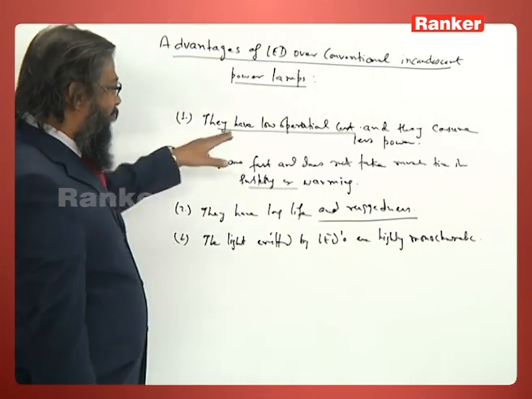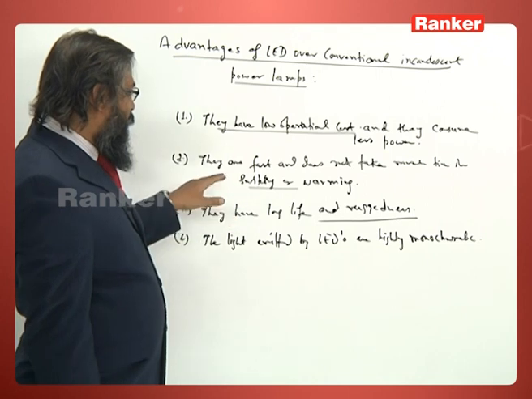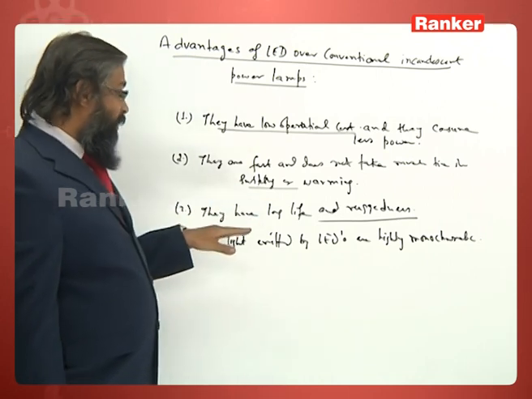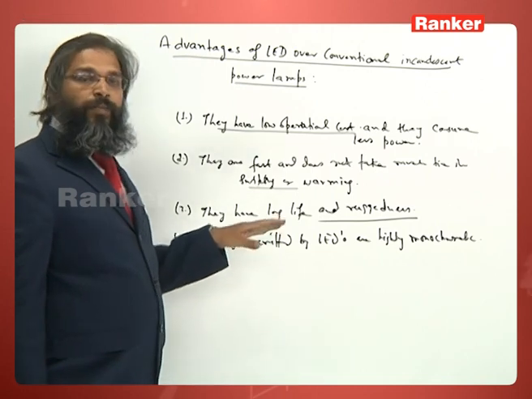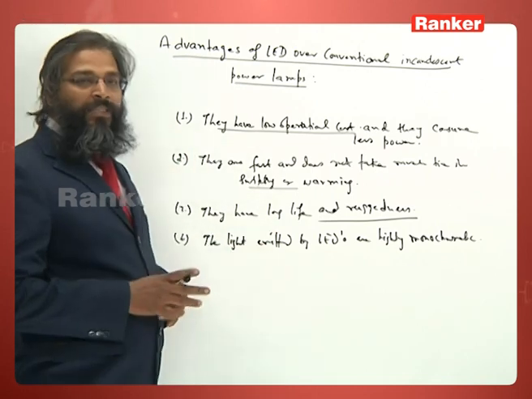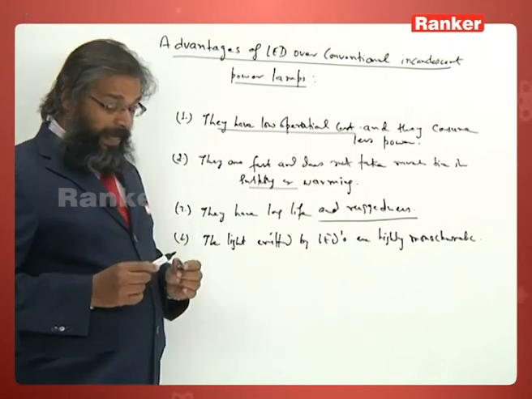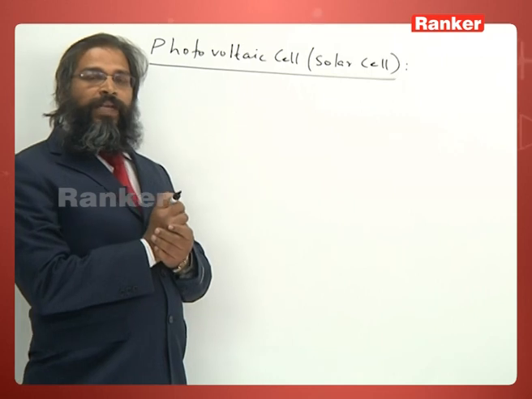So, they have less operational cost, they are very fast, they have very long life and the energy is highly monochromatic. So, these are the advantages of LED over conventional lamps. Now, let us see what a solar cell is.